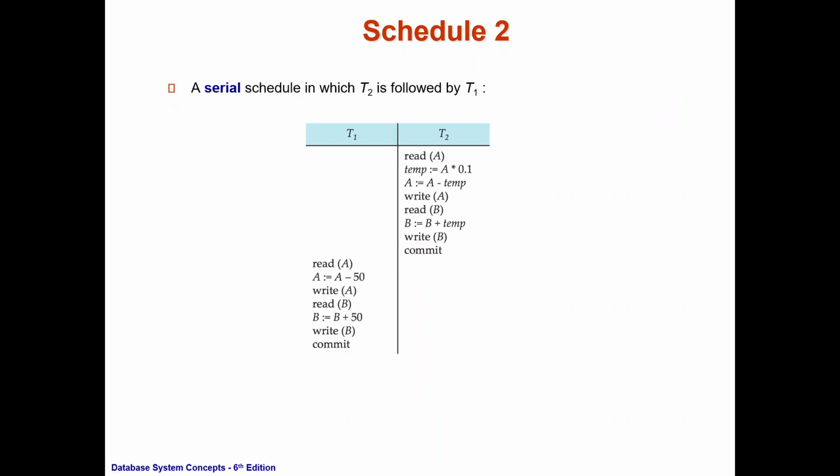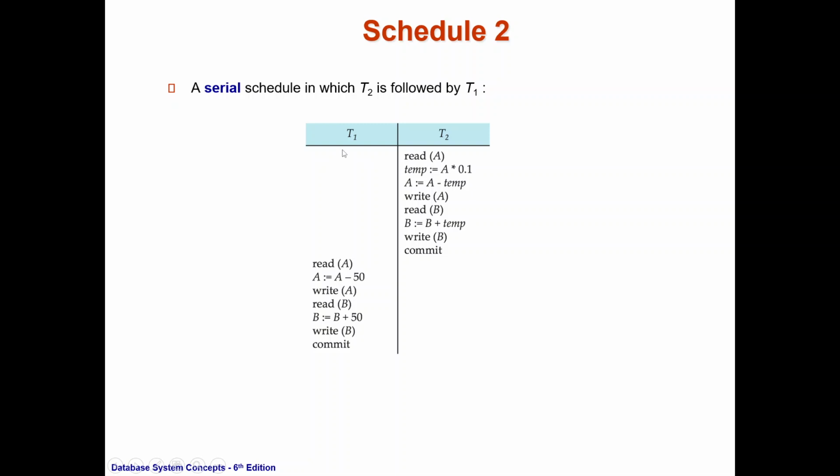Okay. Now let us see another schedule. In the previous schedule, first we are executing T1, then we are going to T2. But here, T2 is followed by T1. First I am executing T2. See, this is the order. You have to go like this and then it is coming like this. Then first read A. What is the value of A? A is coming 1000. Temp is equal to A into 10 percentage, 100. So A minus 100, that is 900, like that, 900 is 2100. Like that, you go for that one, right?